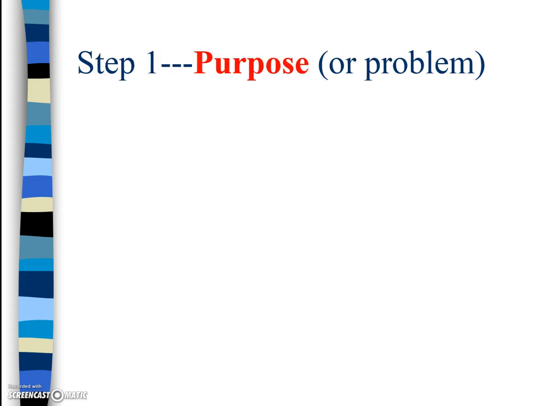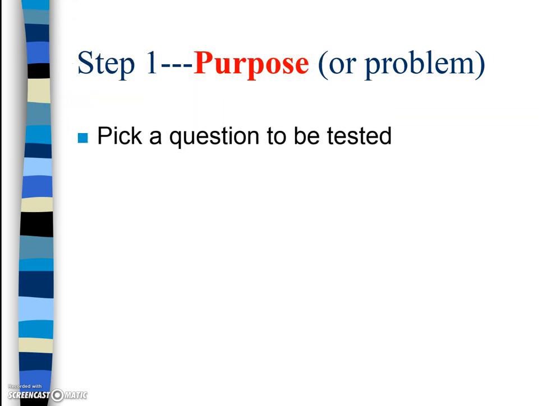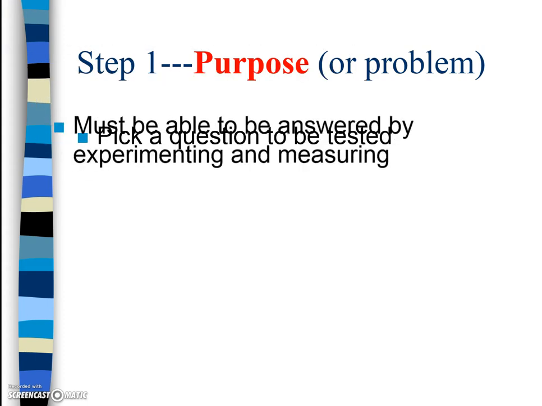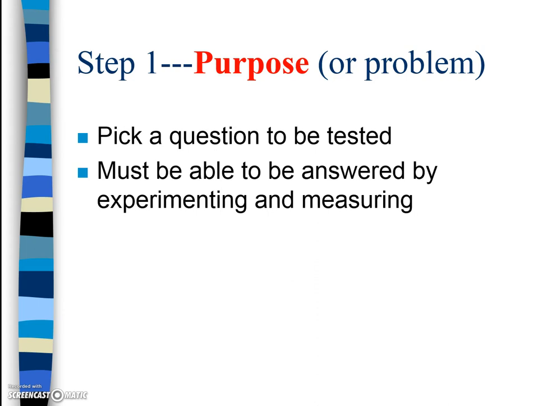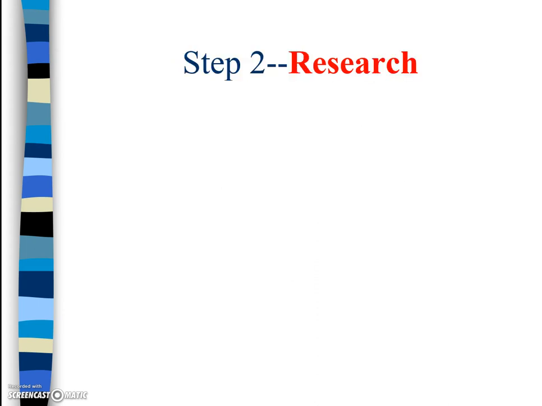The first step is purpose, or the problem, if you've previously learned about the scientific method. You need to pick a question to be tested. Yes, you need to write this down on your foldable. Must be able to be answered by experimenting and measuring. You don't need to write that one down, just the first one.